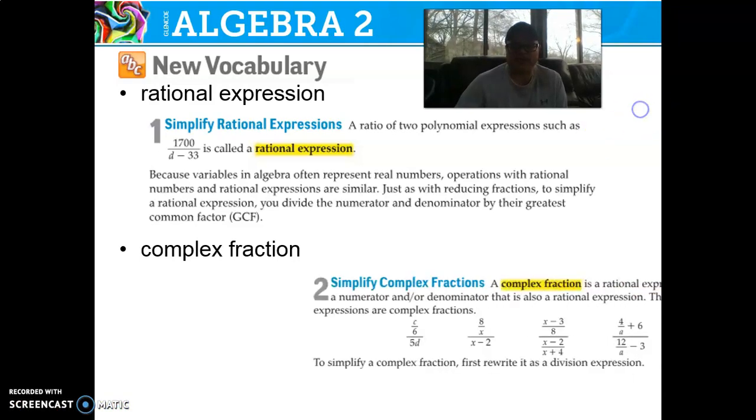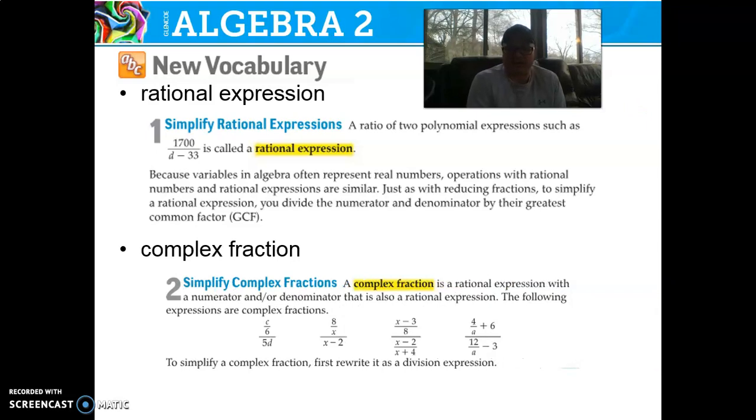A complex fraction is basically when you have a fraction in a fraction. And what we do to simplify a complex fraction is we rewrite it as division. And you might want to remember as well, in order to divide a fraction, you multiply by the reciprocal of that fraction. And if you need help, feel free to look that up online anywhere.